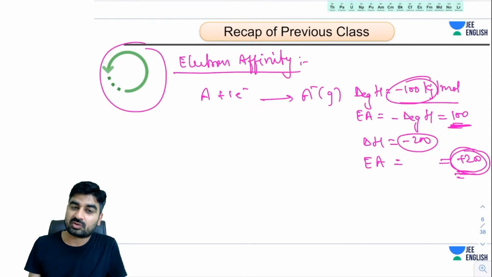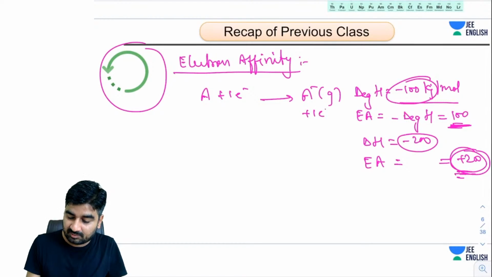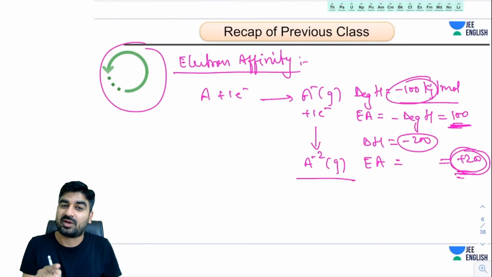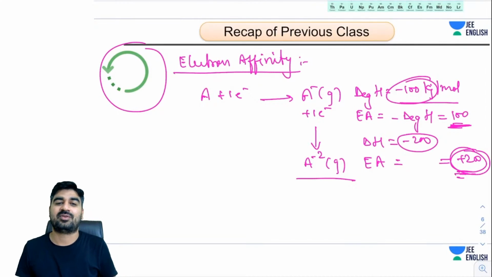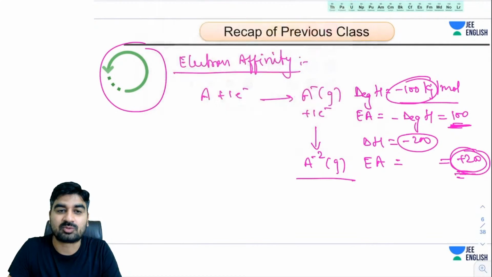So I told you that the second electron gain enthalpy of every element will be positive, because once it becomes negative, it does not want to absorb one more electron. And if you do so, you have to do it forcefully, and while doing it forcefully, you have to provide extra energy. Any doubt, guys?